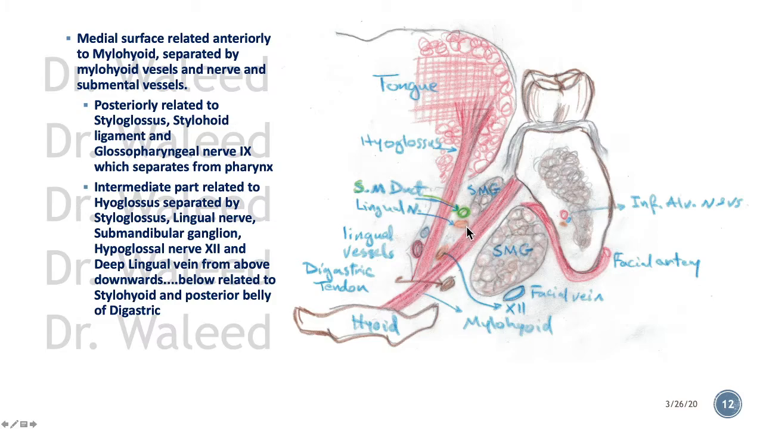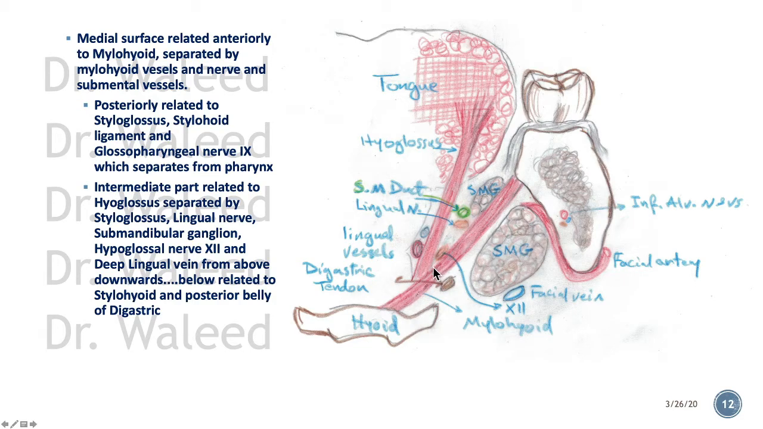As you come forwards to this level, this is the intermediate portion. An intermediate portion related to hypoglossal. Remember, the hypoglossal had a part that is not covered by mylohyoid. And of course this is the medial surface and the deep part, separated from the hypoglossal by the styloglossus muscle, lingual nerve, hanging from it the submandibular ganglion, and below it is the hypoglossal nerve, this one, with its venae comitantes, or the deep lingual vein.